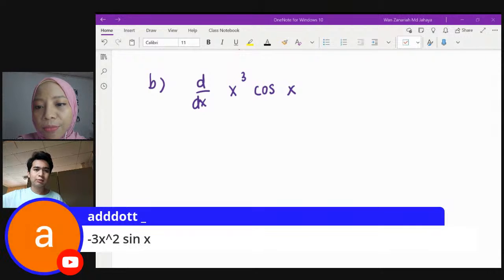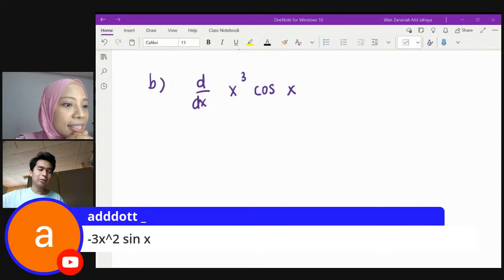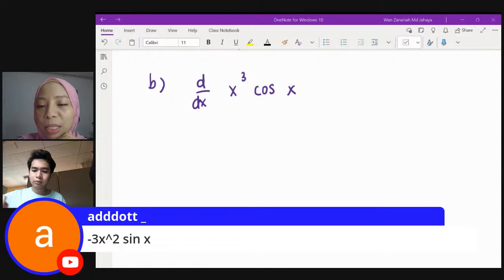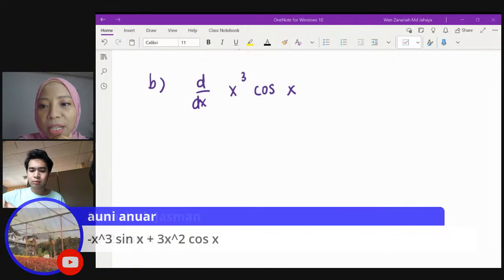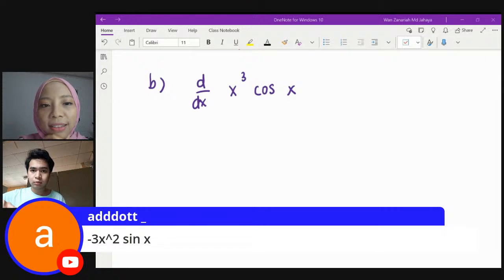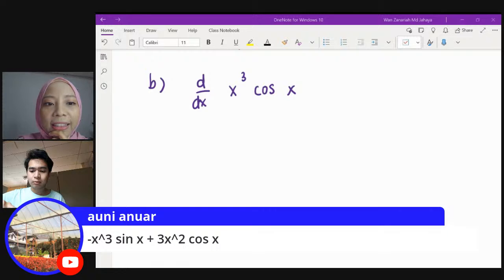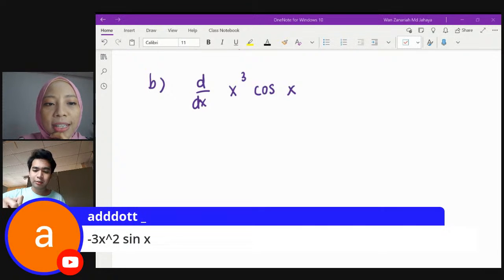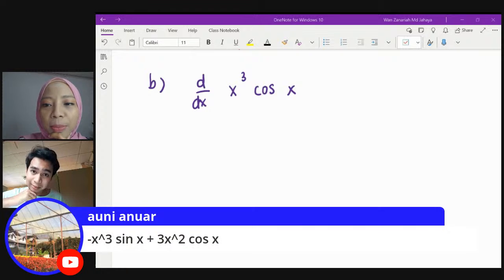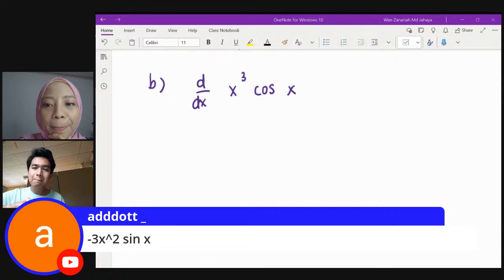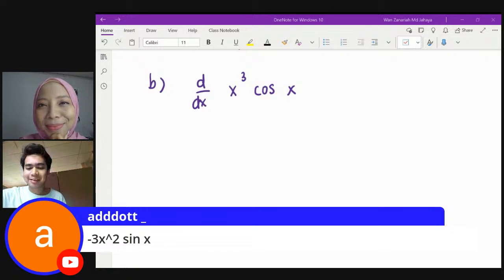Halimatun got negative 3x square sine x. Okay, we will do this. Is that so, Halimatun? Azizah Jasman, we have different answers here. Various. Luqman said it's easy, but the answers are varied. Look, this one has addition, this one has subtraction, this one only subtraction. Do you see, Luqman? So which one do you think is correct? What's your answer?